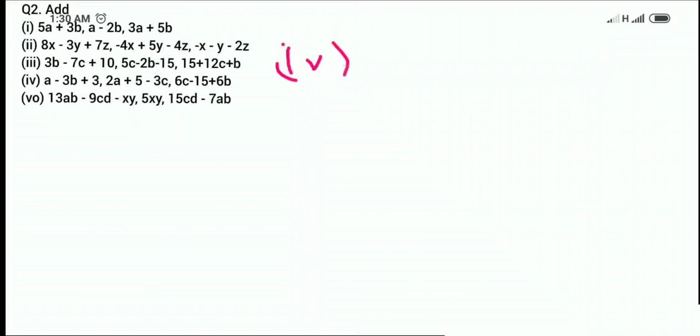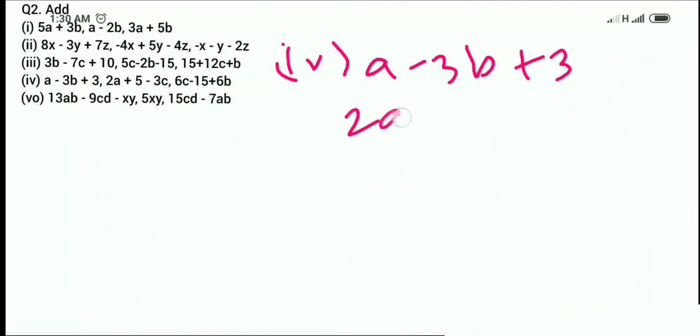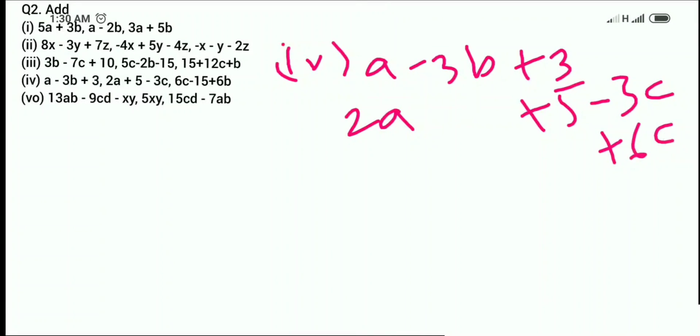Number 4, a minus 3b plus 3, 2a plus 5 minus 3c, plus 5 minus 3c, 6c plus 6c, minus 15 minus 15, plus 6b plus 6b.